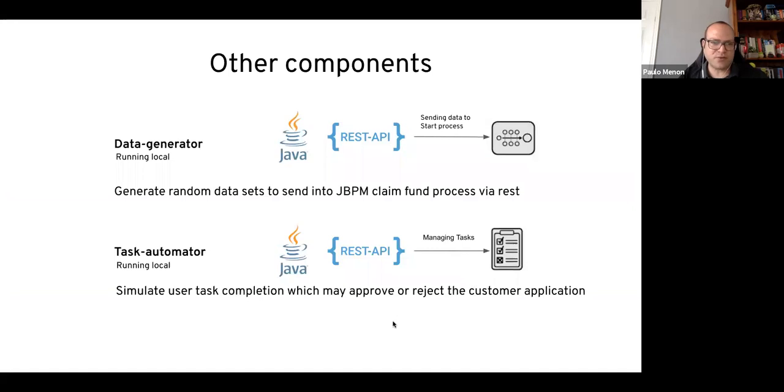The other component we have as well is the data generator, which is a Java process that is using the REST API to interact with the jBPM KIE server. It creates random data sets with information from the claim forms, creating different farms, claims, and different amounts of money they are claiming, and then sends this payload via REST to kick off the process. Then the process gets started. The task automator is another Java process we're running locally that collects a few tasks and does the job of the staff that need to analyze and move the tasks from pending to approved or rejected. So randomly, it chooses whether to reject or approve the tasks.